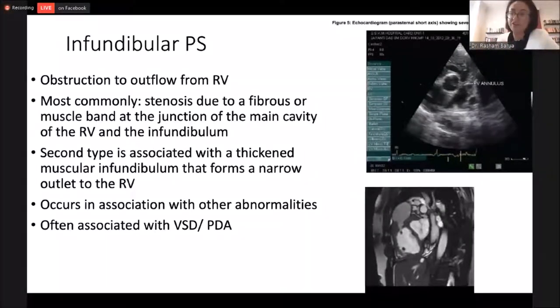I've only given myself one MRI image in this echo talk, but actually, if you have access to CMR, that really is the modality of choice for imaging the right heart and in particular the pulmonary valve. Most commonly, it's due to a fibrous band or muscle band at the junction of the main cavity of the RV and the infundibulum. That almost separates off the RV, but you may also just get muscular thickening at the infundibulum itself to cause that narrowing. Here we go back to our short axis transthoracic image to see where that thickening is. It's usually in association with other conditions such as tetralogy or a VSD.